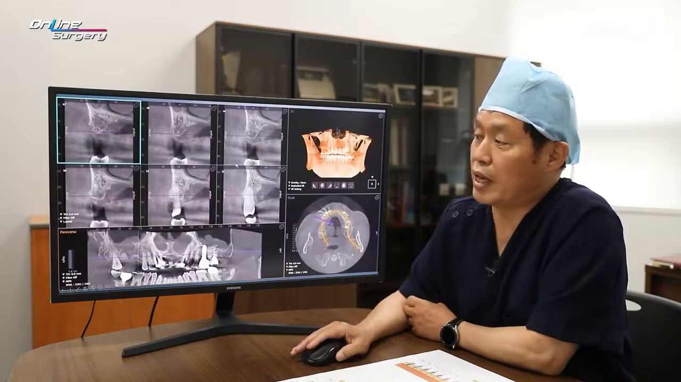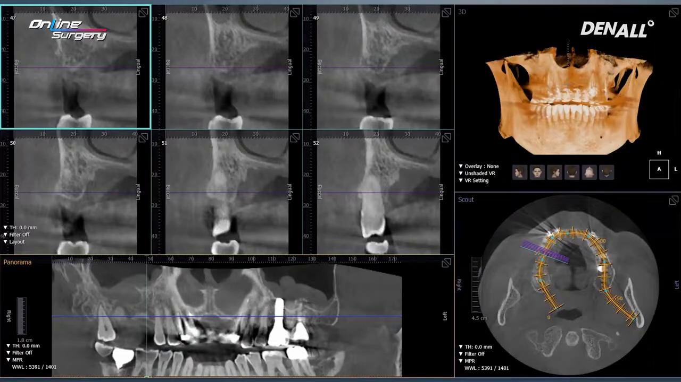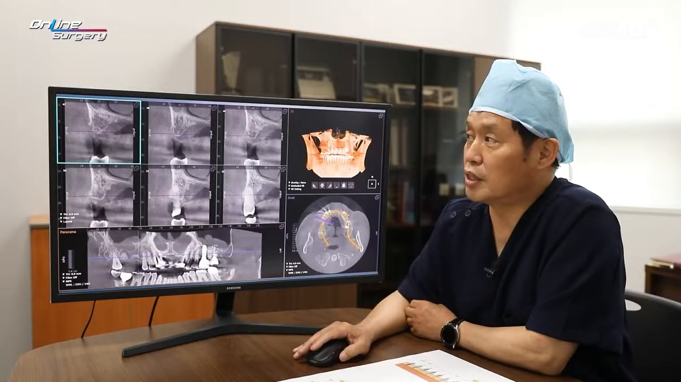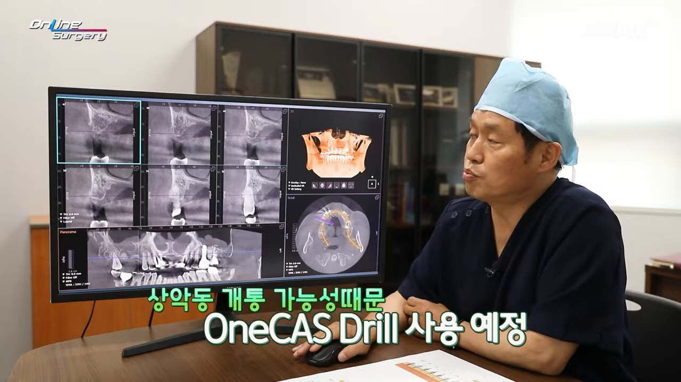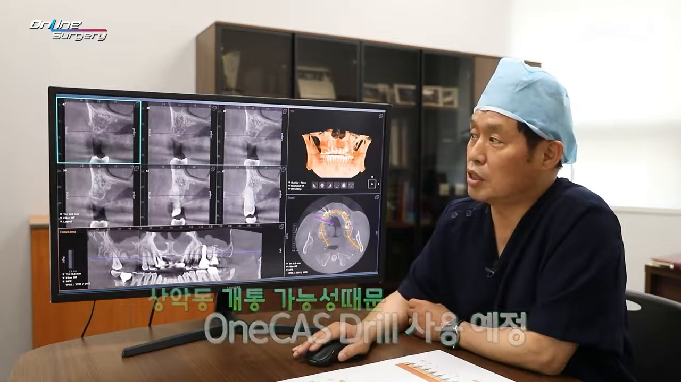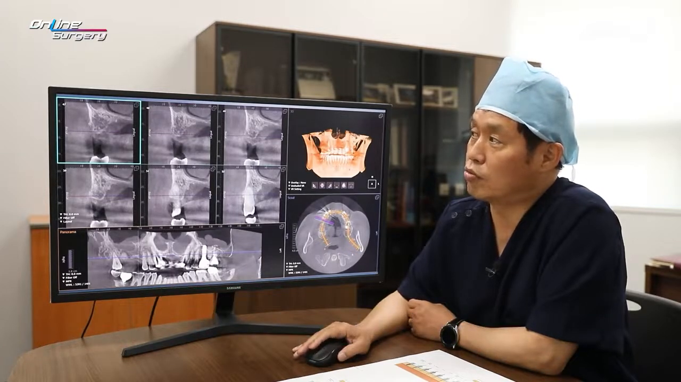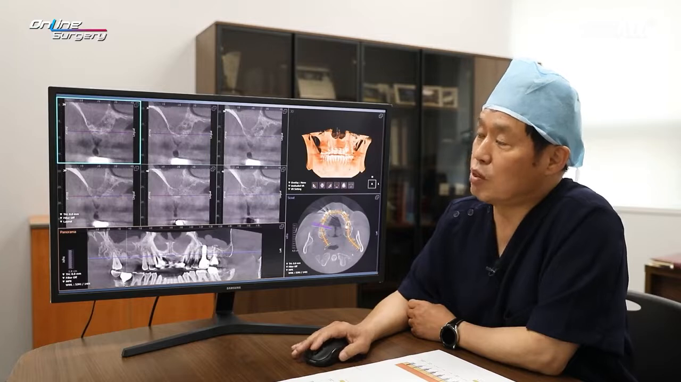If you look at the CT in number 16, there's a sufficient amount of residual alveolar bone, approximately 10 millimeters. As I designed the OneGuide, I noticed that there was a possibility of sinus penetration. I decided to use the OneCAS drill to place the implant. In number 16, there's a sufficient amount of residual alveolar bone, about 10 millimeters.